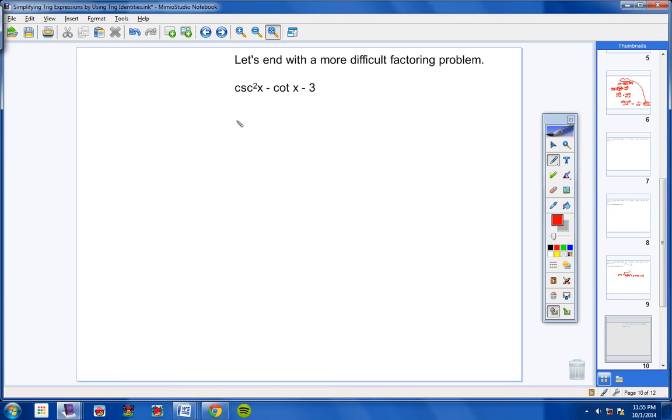Well, if you look at your Pythagorean identities, I'm looking here that cosecant squared x equals 1 plus cotangent squared x. So for this, I can put 1 plus cotangent squared and then bring down the rest of the problem. And look at this, I've got all cotangents. I can factor this. Put your cotangent squared x first, then your negative cotangent x, and then combine your like terms. 1 and negative 3 is negative 2.